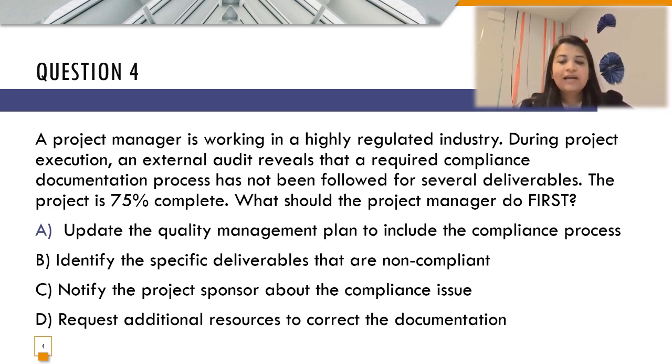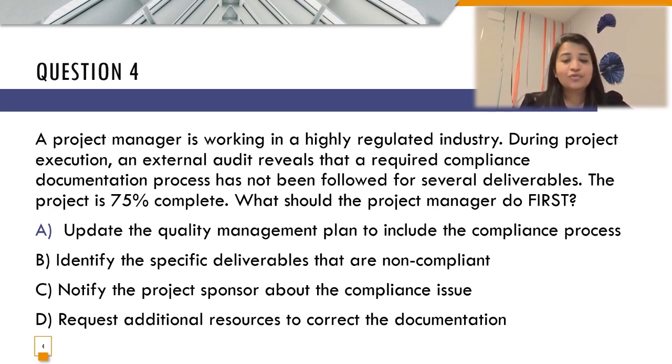Option B, identify the specific deliverables that are non-compliant. Yes, that could be a situation wherein the project manager analyzes, given 75% of the project, which are the deliverables which are non-compliant. So that option might be the correct answer. So let's now look at option C. Notify the project sponsor about the compliance issue.